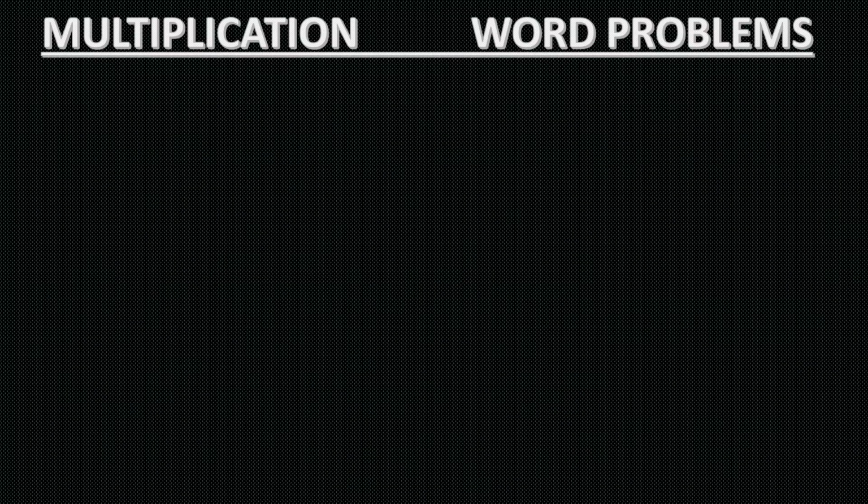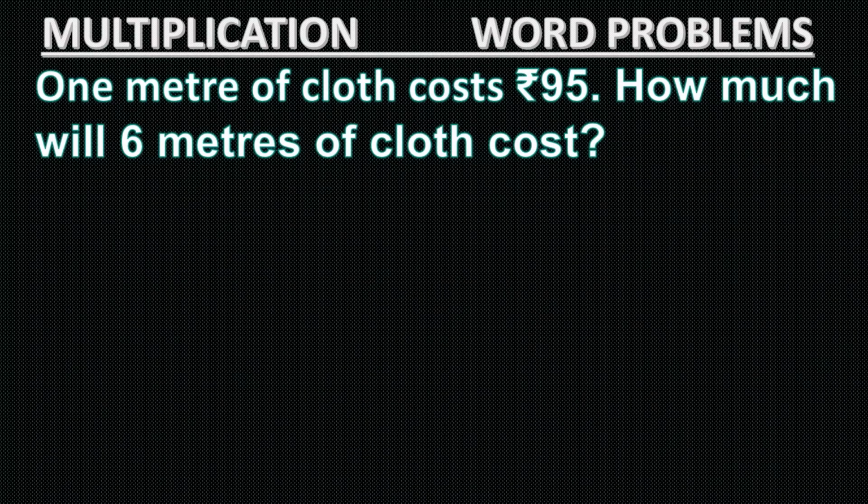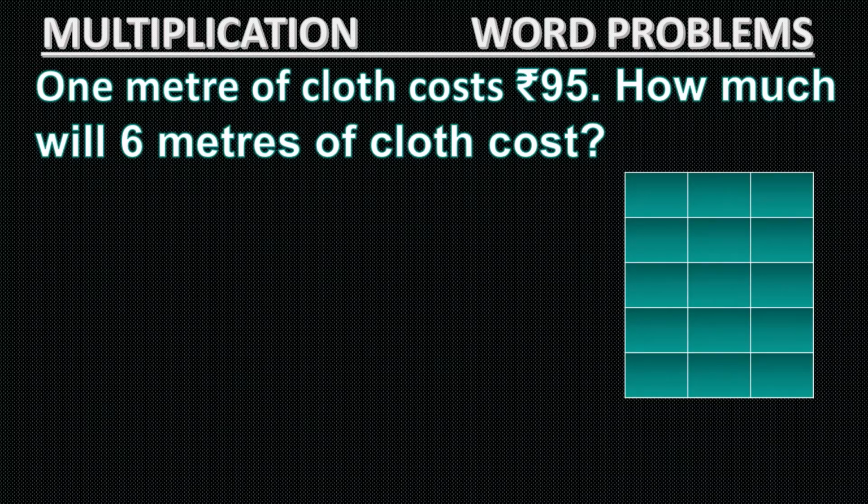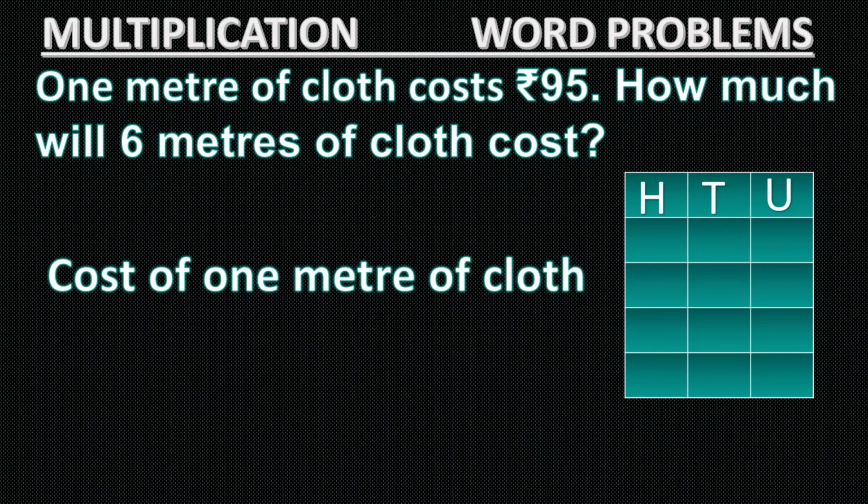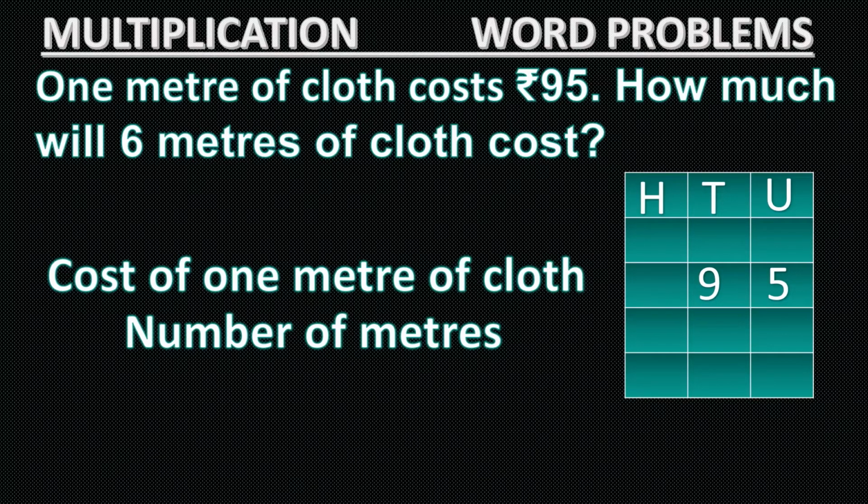Now let us solve the exercise. 1 meter of cloth cost rupees 95. How much will 6 meters of cloth cost? Draw the boxes. Write hundreds, tens, units. Now let us write the first statement. Here the first statement will be cost of 1 meter of cloth, that is 95. Second statement will be number of meters, 6. Multiplication sign.